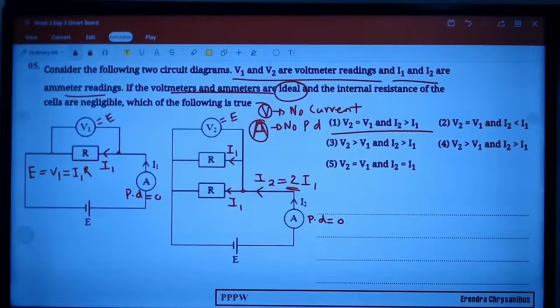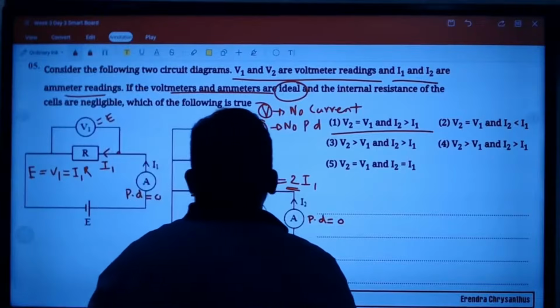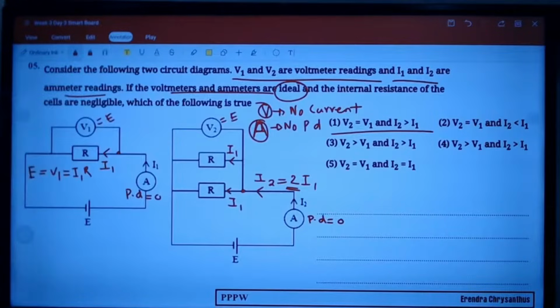In the second circuit, you can see how electricity problems are very easy. The effective resistance is halved. Therefore, the current in the main circuit will double.